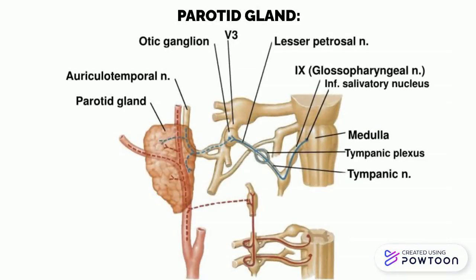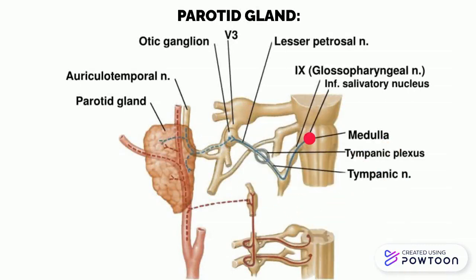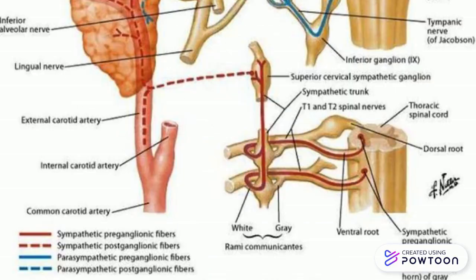The preganglionic parasympathetic fiber originates from the inferior salivary nucleus in the medulla. It leaves the brainstem in cranial nerve 9 and forms the tympanic nerve. It then passes through the plexus, becoming the lesser petrosal nerve, passes through the foramen ovale, and then synapses with postganglionic parasympathetic fibers in the otic ganglion. It then travels with the auriculotemporal nerve of V3 and provides secretomotor innervation to the parotid gland.